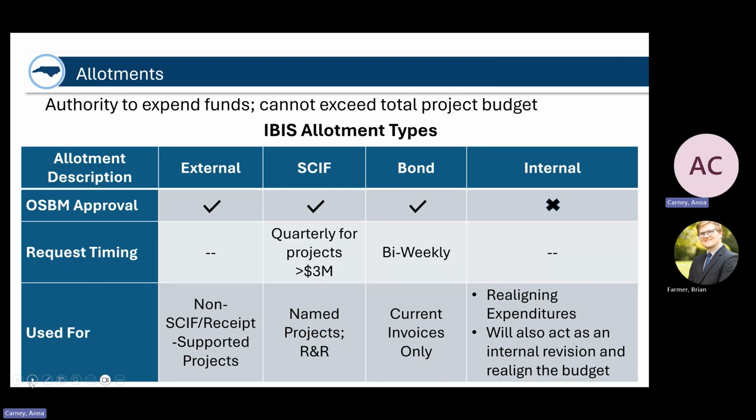And then finally, internal allotments can be processed without OSBM approval. But again, like internal revisions, these can really only be used to realign expenditures that have already been externally allotted. And just as a note, whenever those are processed, it will also act as an internal revision and realign the budget. So if you process an internal allotment, there's no need to also submit an internal revision like you would with an external allotment.